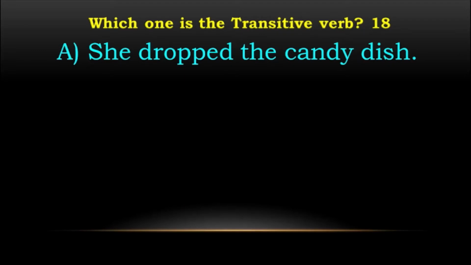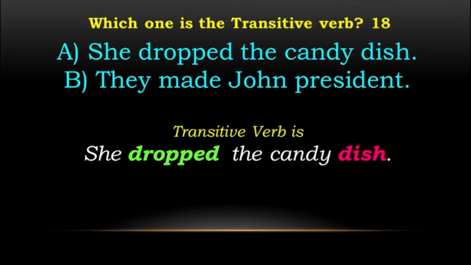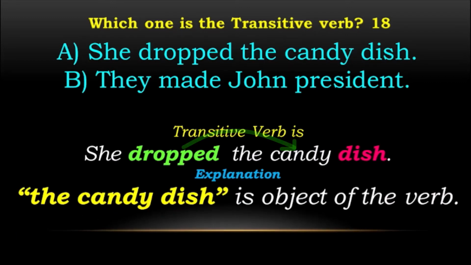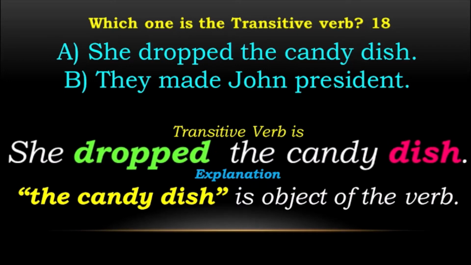Next one is there, number 18. Here you have to find out the transitive verb. She dropped the candy dish. They made John president. The transitive verb is she dropped the candy dish. Here dish is your object and drop is your transitive verb. That is, she dropped the candy dish.